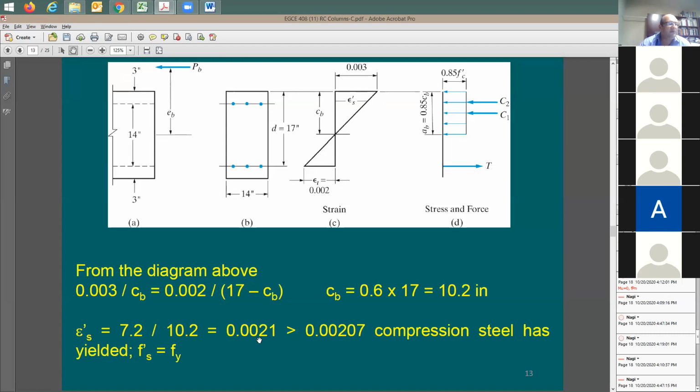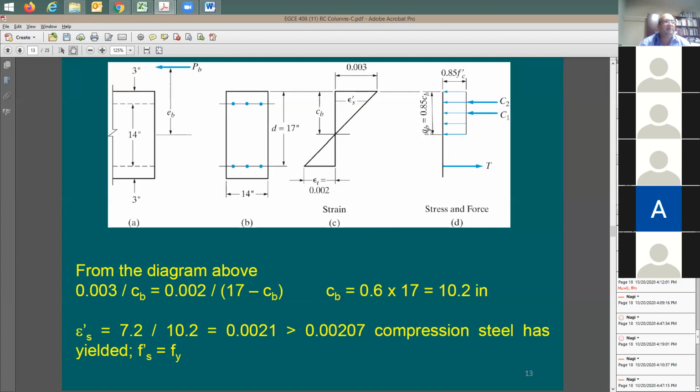Look at this, 0.0021. It is almost at the yield point, right? So I'm going to say yes, the compression steel is also still yielding. This is good, it makes our life easier in our analysis. I guess now I should be able to find numerical values for T and C1 and C2. How is that? You have the depth a, because a is 0.85 of this.